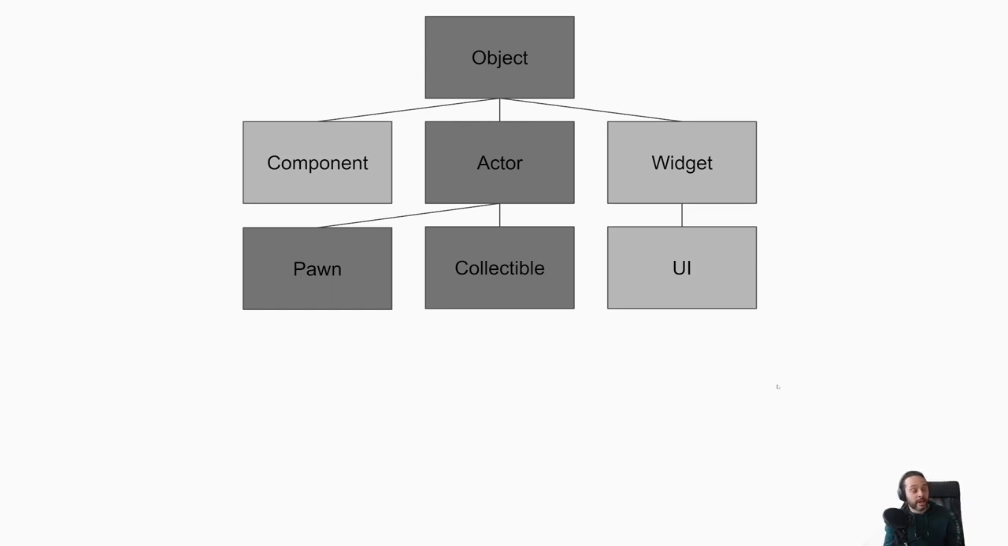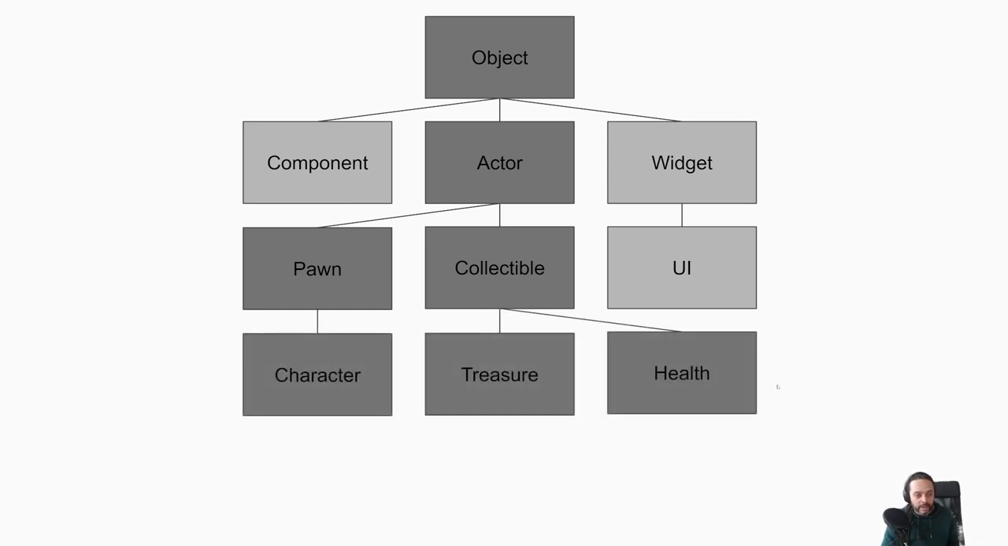I've also put there a UI as an example of kind of a child of a widget. Okay, so user interface for the screen. If we keep going down, that pawn could break down into a character, which is a special type of pawn. It's, again, something that the player can move around, but it has things like character locomotion. So the model can actually be animated to be running around, things like jumping, swimming, flying, things like that. Okay.